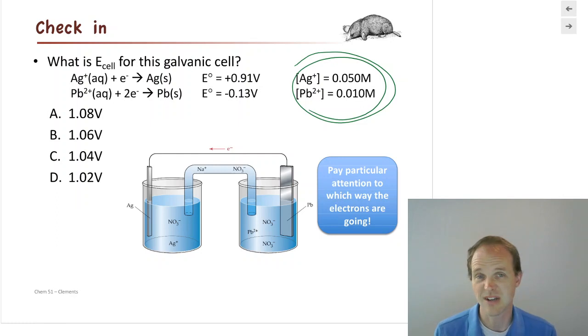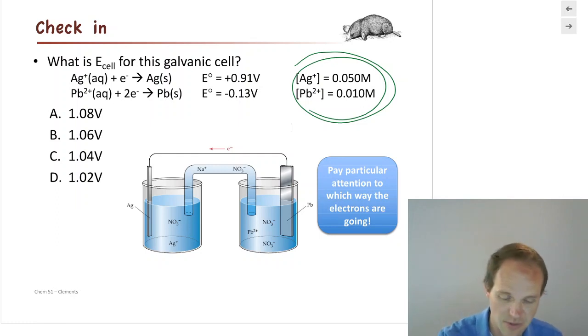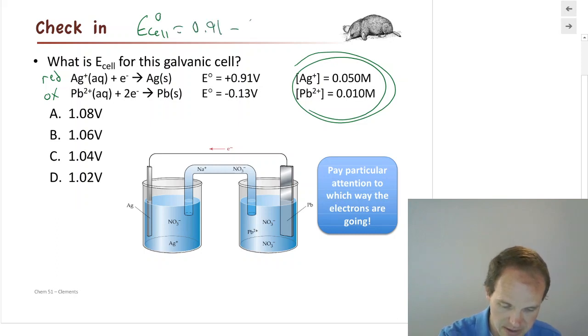First thing we need to do is figure out our standard cell potential. If you remember, this thing's higher up, so this is going to be reduced. This is going to be oxidized, and we got our E cell not is 0.91 minus a minus 0.13, and that was going to be 1.04 volts.